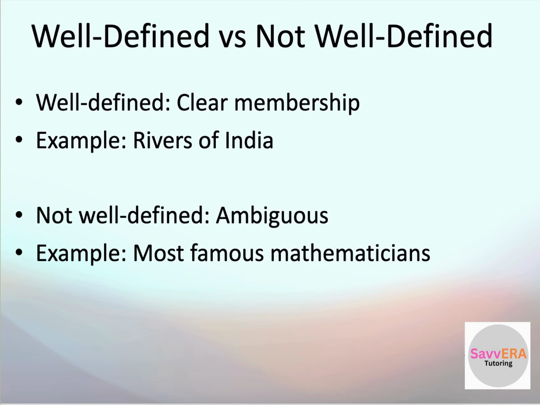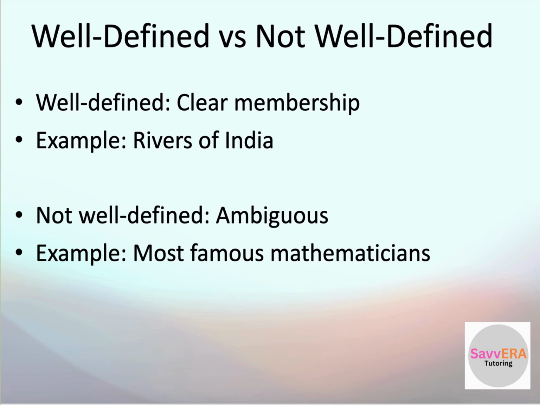Next is well-defined versus non-well-defined. Well-defined has a clear membership. So for example, rivers of India. We could define each of the rivers, and we know exactly how many there are. Non-well-defined is something that is ambiguous, which is not clear, okay? So for example, famous mathematicians. Well, this is not well-defined because it's asking about the most famous mathematicians.